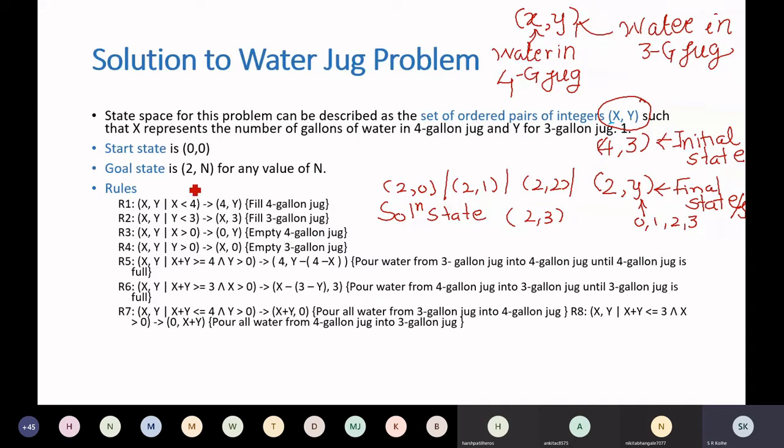Right here, what we have written, the goal state is (2, n) for any value of n. Any means this n is representing the water in the 3-gallon jug. So possible values are 0, 1, 2 or 3. Any means either of these. Right? Understood up to this?